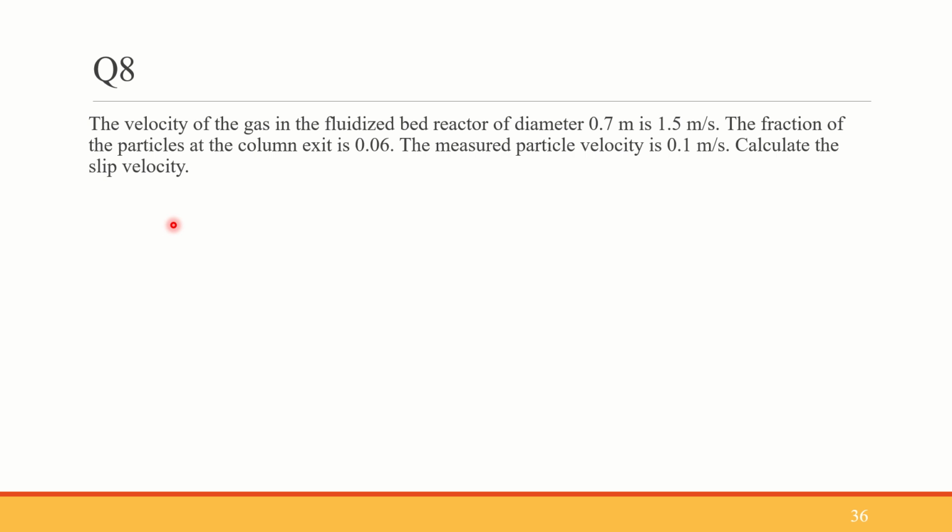Now we are going to question 8. In question 8 it is given that the velocity of the gas in the fluidized bed reactor of diameter 0.7 meter is 1.5 meter per second, the fraction of the particles at the column exit is 0.06, and the measured particle velocity is 0.1 meter per second. Calculate the slip velocity. Option A, US is equal to 1.5 meter per second. Option B, 2.55 meter per second. Option C, 0.5 meter per second. Option D, 3.15 meter per second.